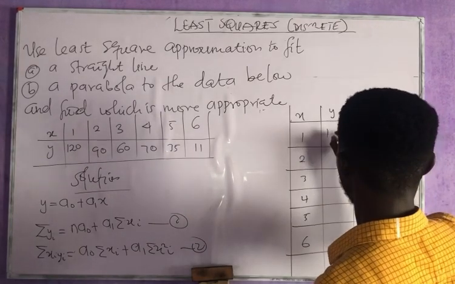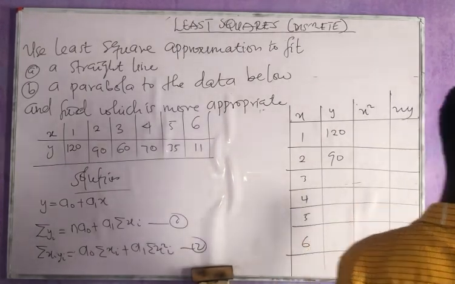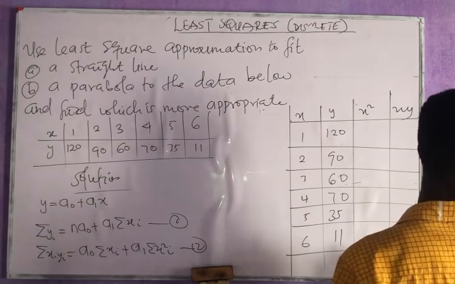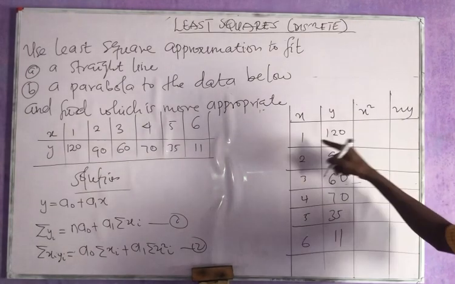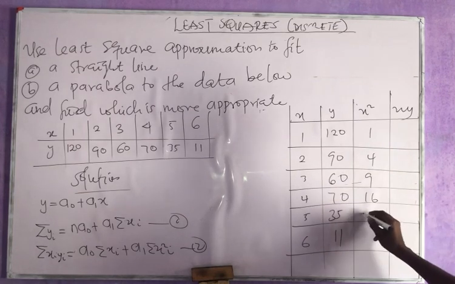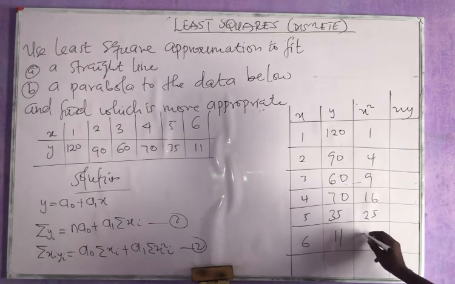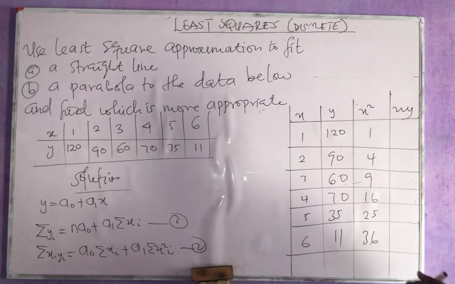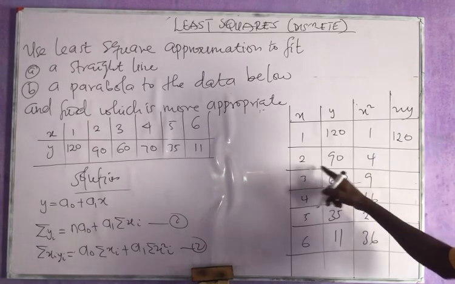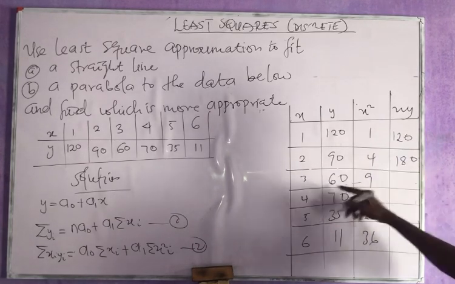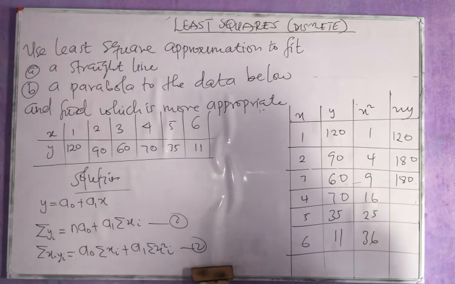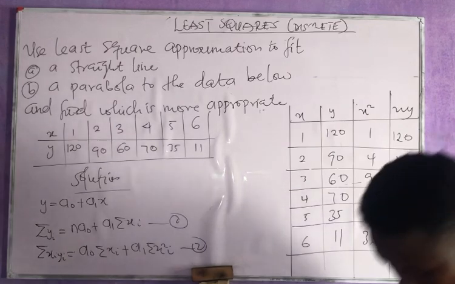Our y was 120, 90, 60, 70, 35, 11. So my x squared: 1 squared will be 1, 2 squared is 4, 3 squared is 9, 16, 25, 36. So I'm going to multiply x by y. 1 times 120 will still give you 120. 2 times 90 is 180. 3 times 60 is 180. 4 times 70 is 280.